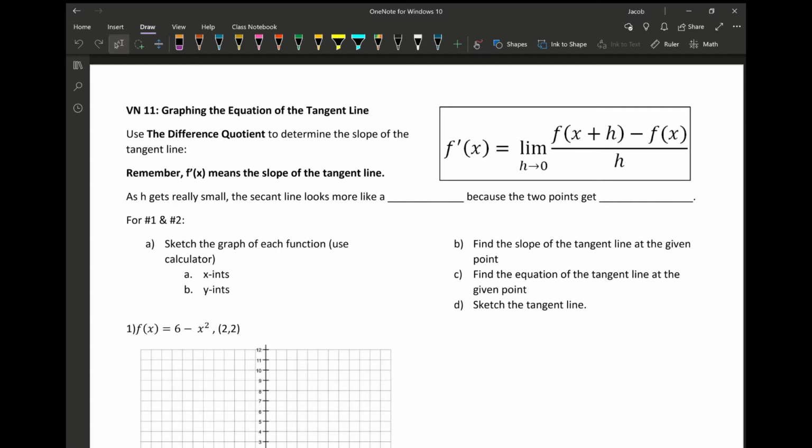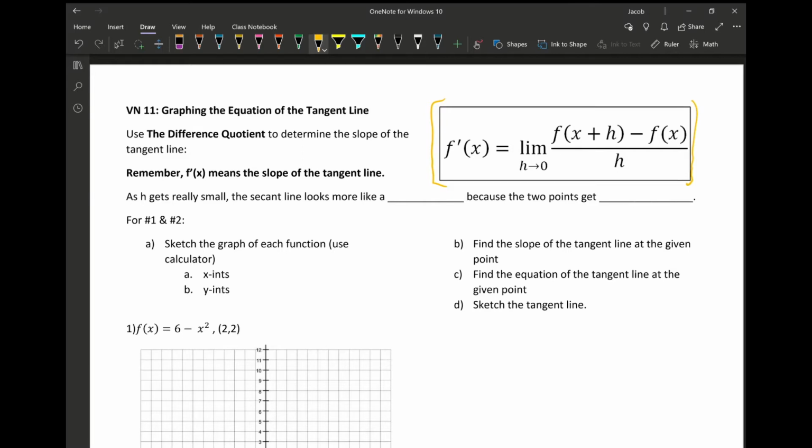Welcome to video notes 11, graphing the equation of the tangent line. So we were able to estimate what the tangent line could look like on a graph, but now we'll have a more specific way of getting the actual slope from points for the tangent line at any point on the graph. If you remember in class, I gave you this equation and we took a little bit of notes on it, and I wanted to drive home the main point of showing you that.